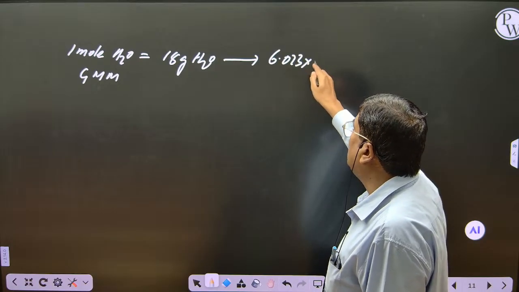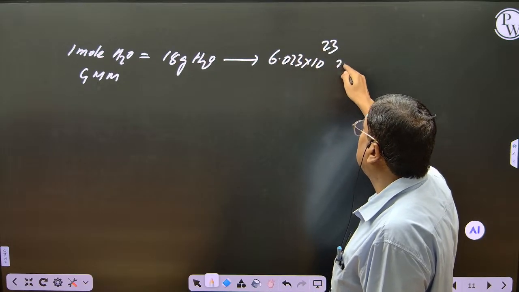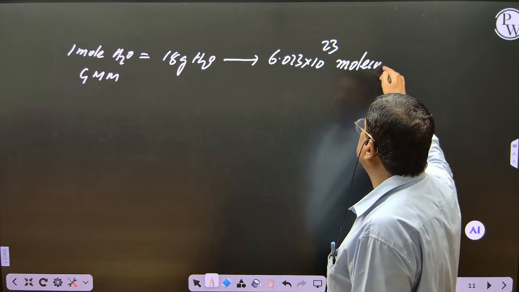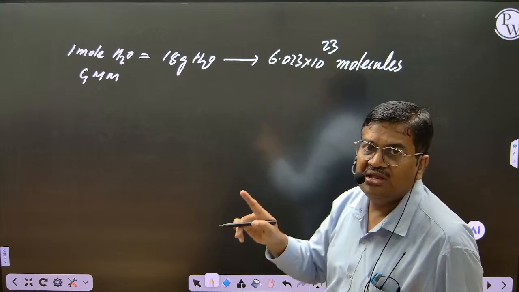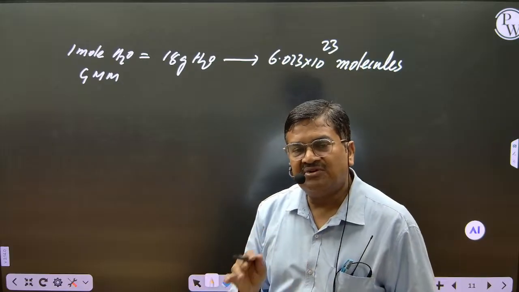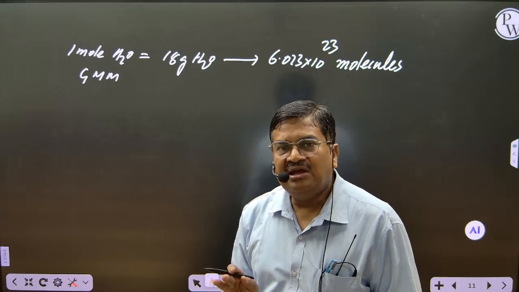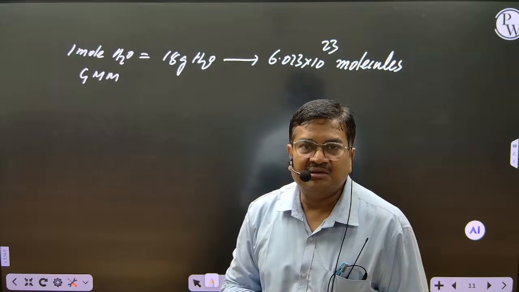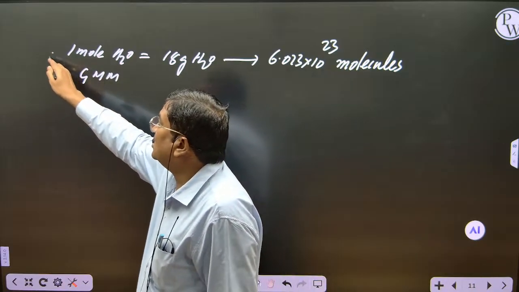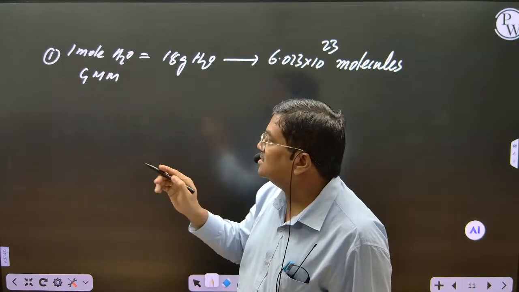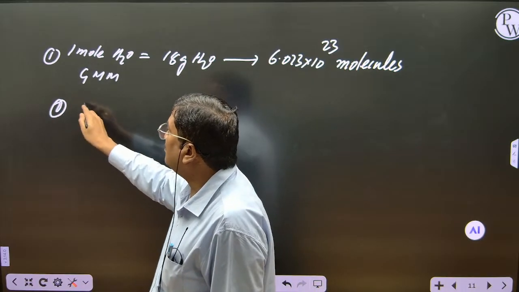6.023 into 10 raised to 23 of what they are? Molecules. Understood, students? Simple, no? So in 1 mole of water, what is the 1 mole substance you take? In that, Avogadro number of particles will be there. So this is in terms of molecules. Clear? Are you following?